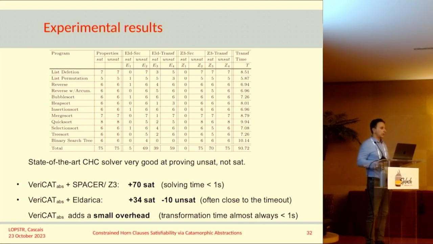In this table, I will show you the result of our experimental evaluation. In the first column, we have the program: list deletion, permutation, reversal, sorting algorithms, binary search tree. And we have properties, SAT and unsat properties. So properties should be either valid or not valid, so the output is SAT or unsat, respectively. And in these columns, we have the results of running Eldarica before and after the transformation. So we run Eldarica on the source clauses before the transformation, and we also run Eldarica on the clauses after transformation. And the same we do for Z3, before and after. And the last column shows the transformation time in seconds.